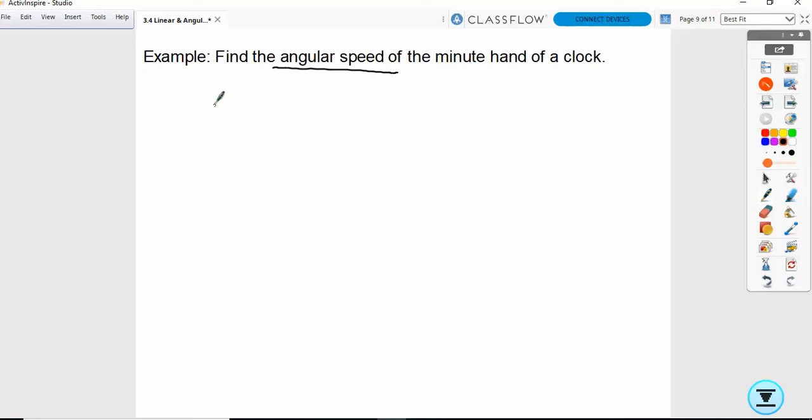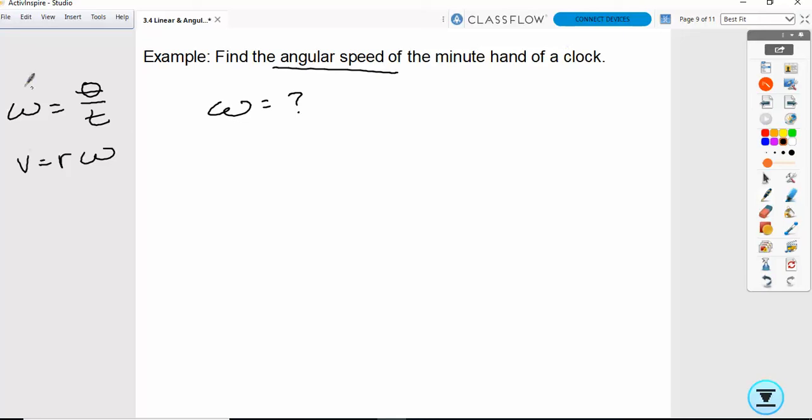Find the angular speed. Angular speed is what? Theta over t. So we're looking for omega. So my formulas with omega, we have omega equals theta over t, or v equals r omega. But I really gave you nothing here. I said the minute hand of a clock. But haven't we had some problems dealing with the minute hand of a clock before?